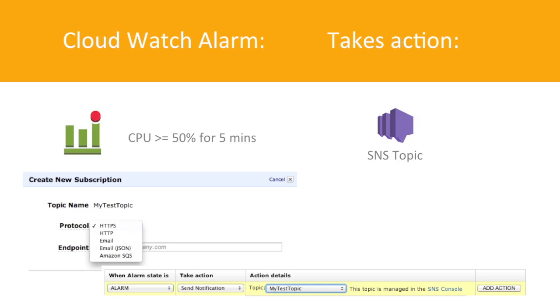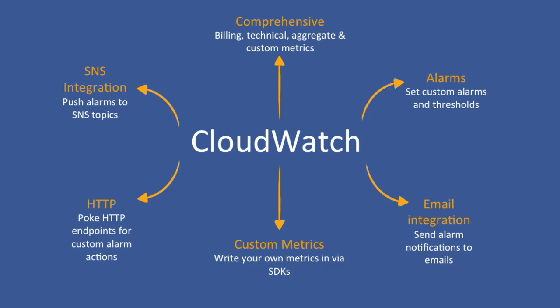So CloudWatch is a way of knitting all that together. So it's comprehensive in terms of the billing alerts you can get from it, the technical alerts, you can aggregate stats, you can fire in custom metrics as well. So you could write your own metrics in the SDKs, push them into CloudWatch and use that to drive SNS or drive auto-scaling. As I said, it integrates with SNS, HTTP, you can poke HTTP endpoints, custom points in your application, send emails, or just generally set a whole bunch of alarms, whether it be that you spent $10 on your account, or whether it be your EC2 instances have got to a certain level of CPU utilization or what have you.